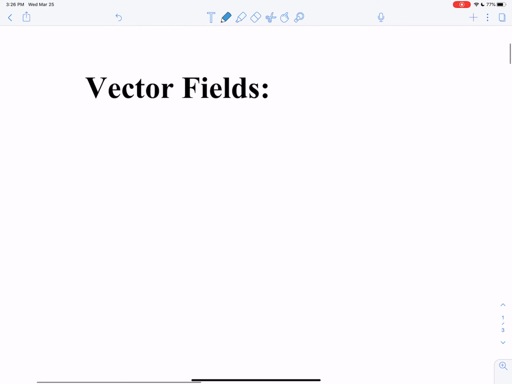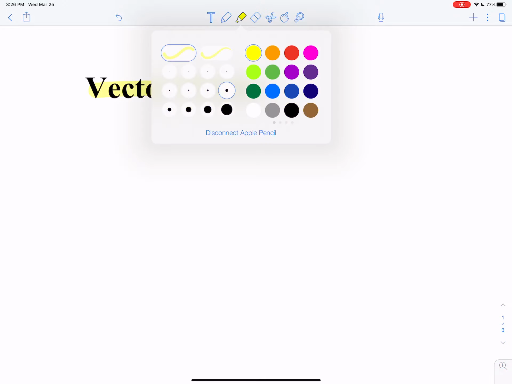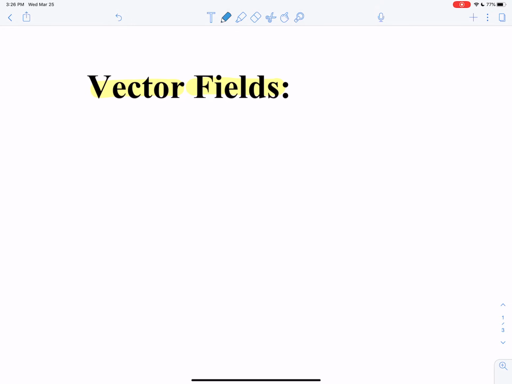Vector fields is made up of two different words, vector and fields. We know what vectors are. We've been working with those this entire class. And now the word fields implies that there's going to be some collection of these vectors across a space or across a region. So it'll be a field of vectors.